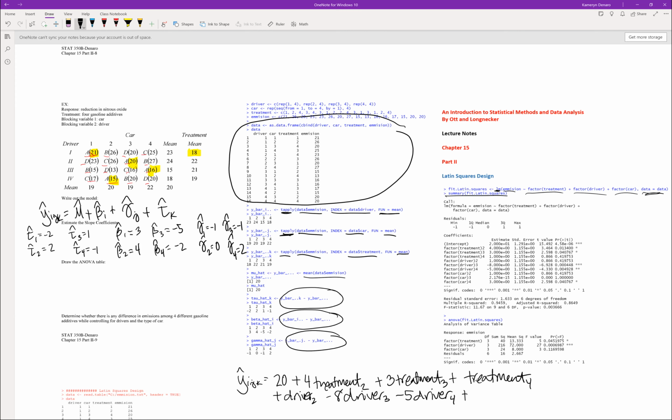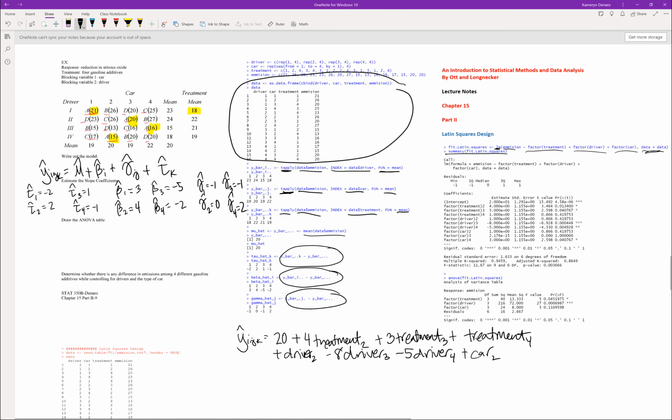plus 1 times car 2, plus lots of zeros, times car 3, right? Plus 3 times car 4.